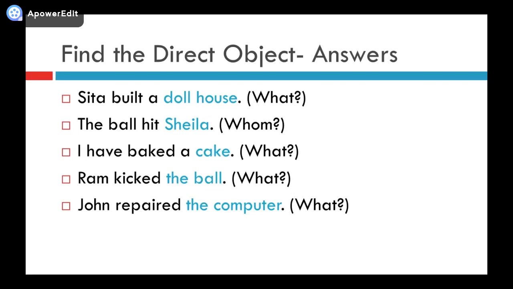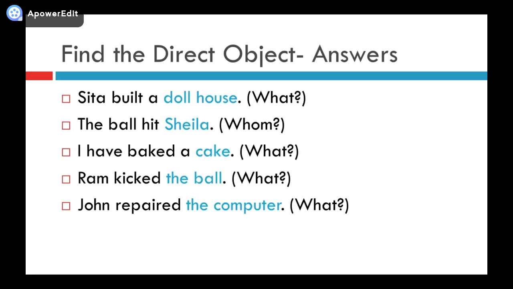I have baked a cake. Now we are talking about whom? I. So I becomes your subject. Have becomes your verb. I have baked. Baked also is your verb. I have baked, but baked what? A cake, right? So a cake becomes your direct object.